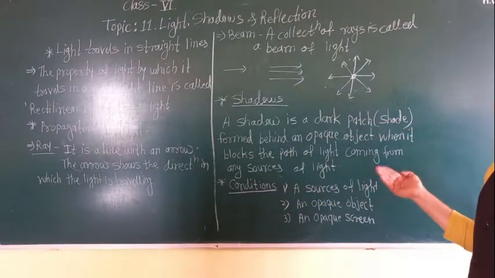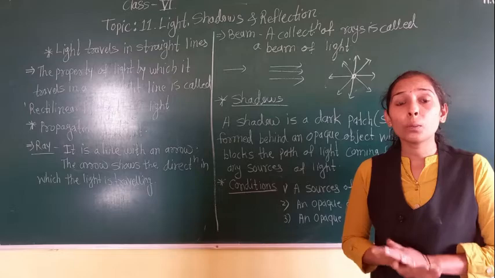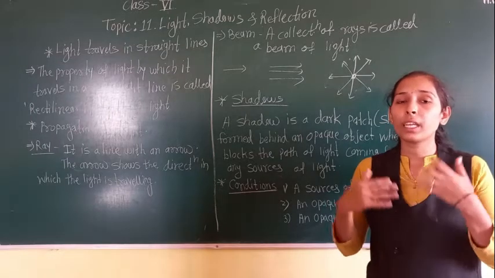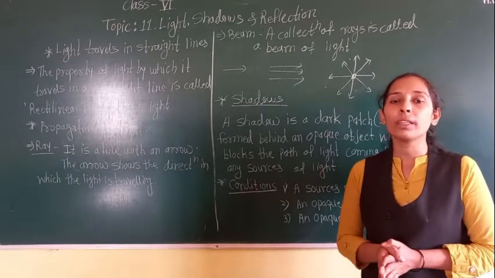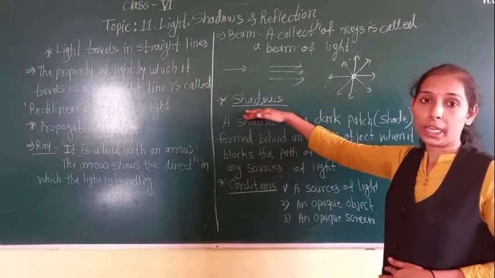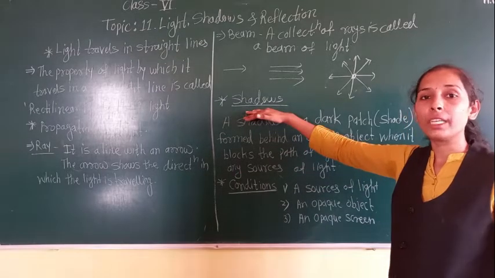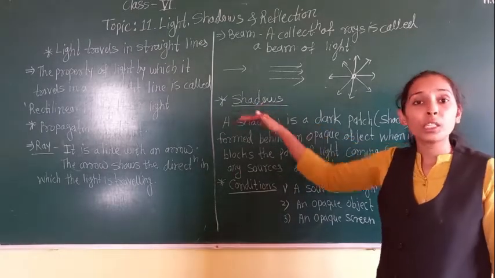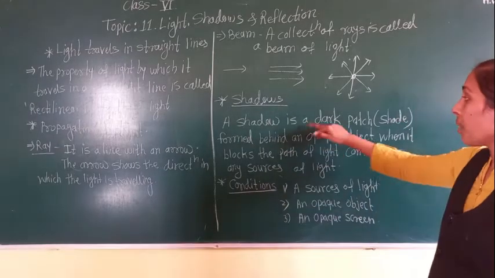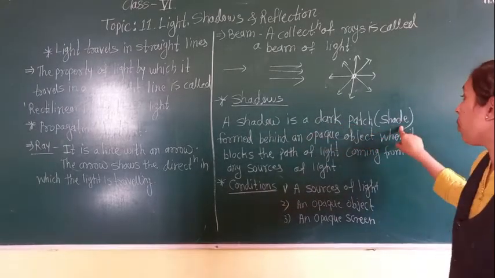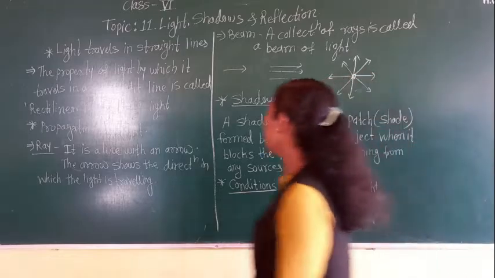Now we will see that this rectilinear propagation gives us a very interesting phenomenon, that is what? Shadow. It helps to form the different shadows. Now let's see what is meant by the shadow. A shadow is a dark patch, that is what? Shade. Okay, what is meant by the shadow?